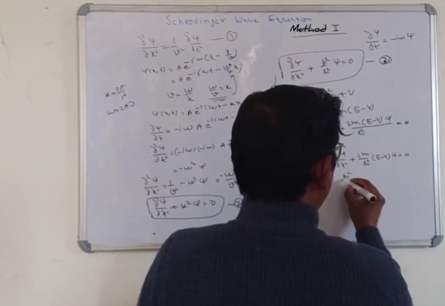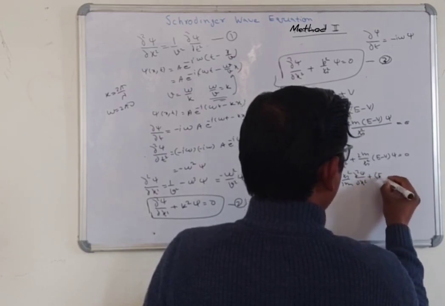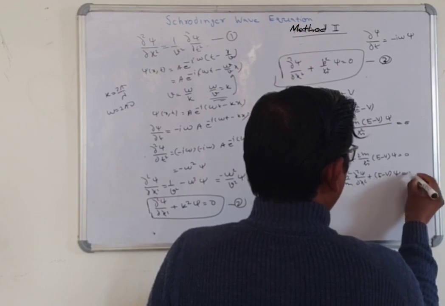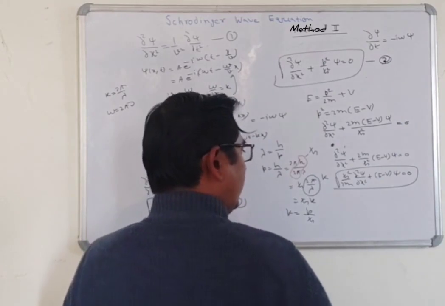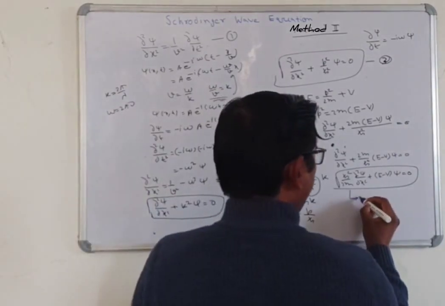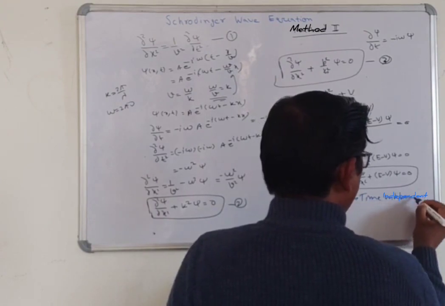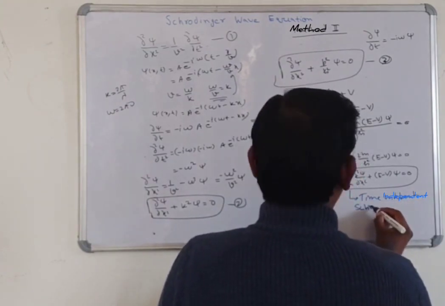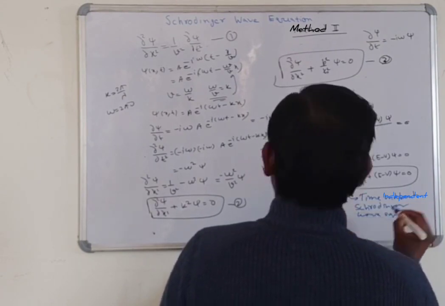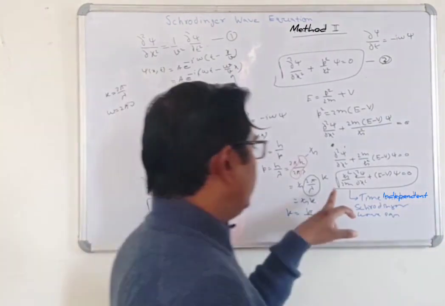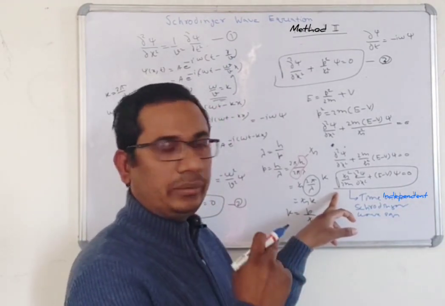Also we can write minus h cut square by 2m d square psi by dx square plus V psi is equal to E psi, that is, E minus V psi equal to 0. Now this equation is known as the time independent Schrodinger wave equation, which we have already discussed in the previous method.